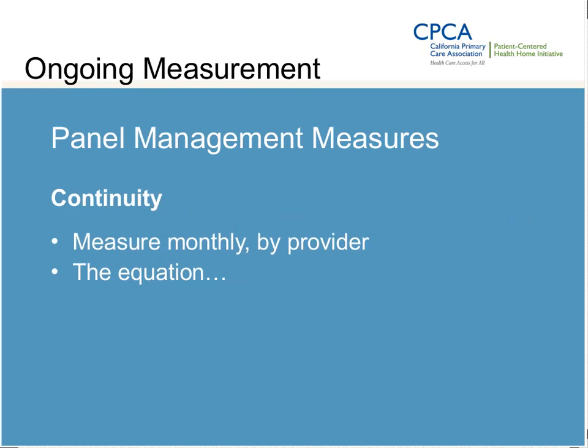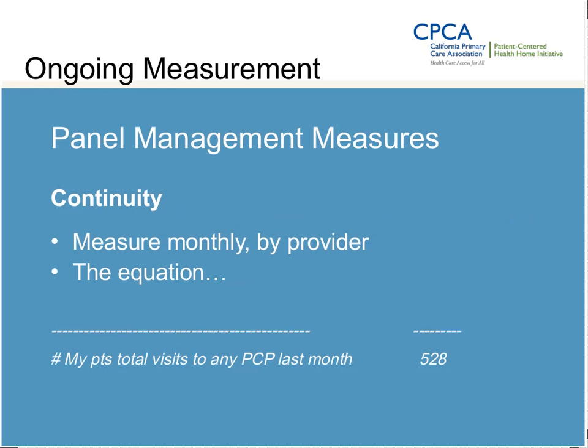This measure is done monthly and tracked over time, and each primary care provider's continuity should be tracked separately. For clarity, let's look at the equation used to calculate continuity. The denominator, or the total population that you're going to consider each month, is the total number of office visits of any one provider's panel of patients. In other words, how many times did Dr. Smith's assigned patients present at the practice for a visit last month? In this example, we're going to say it was 528.